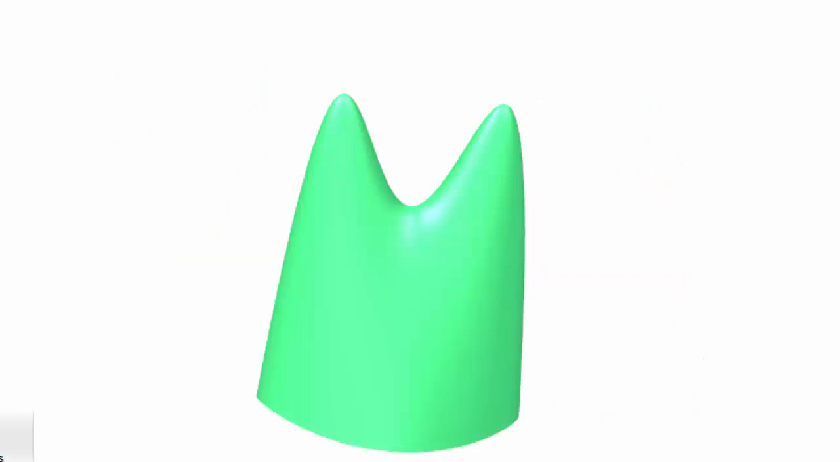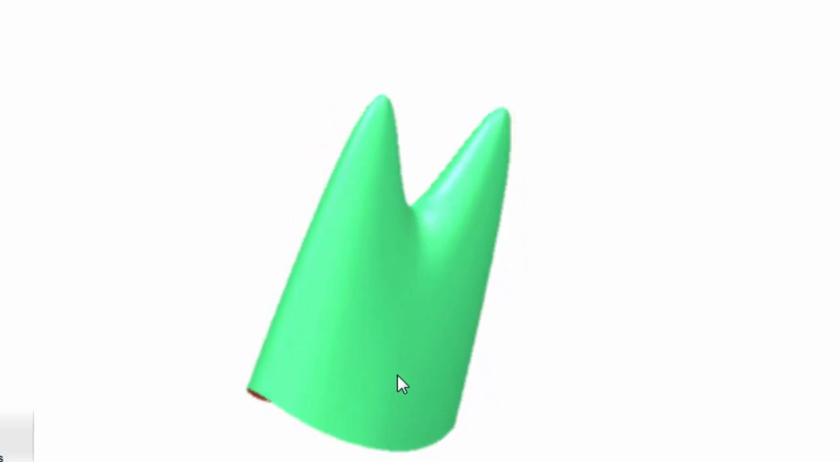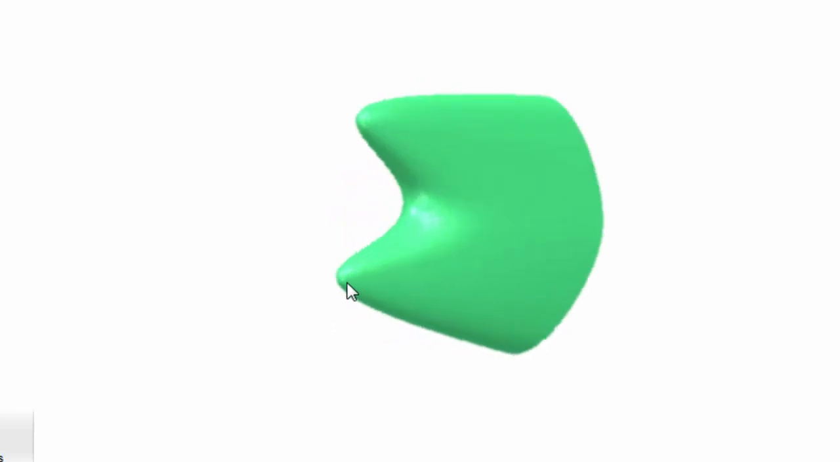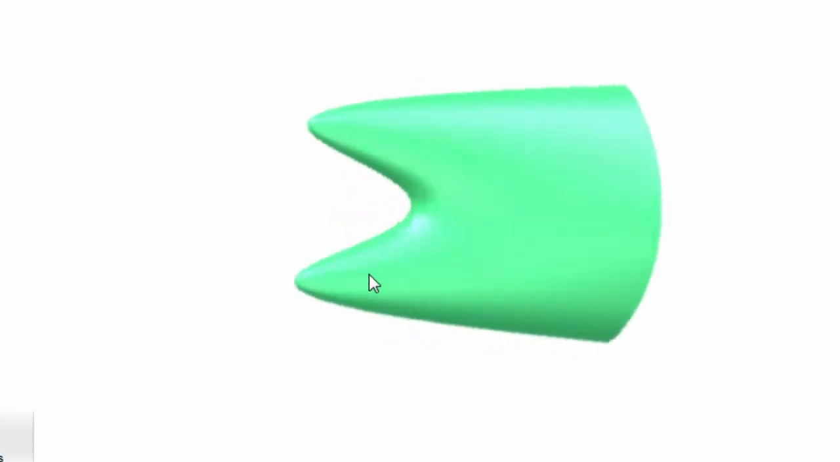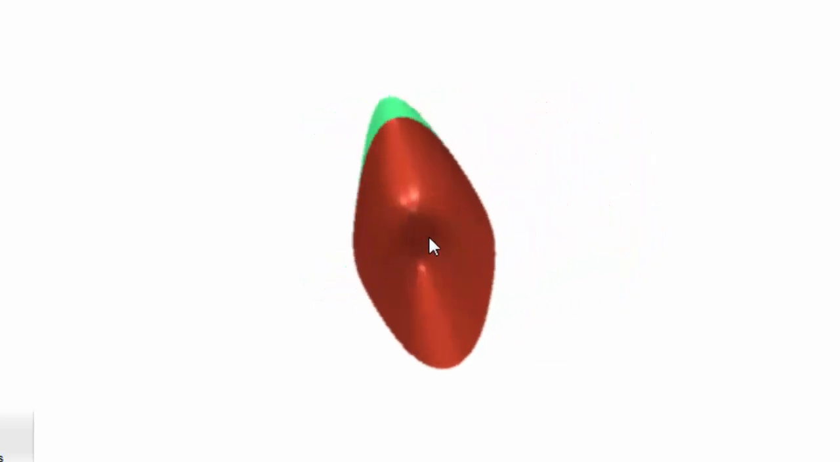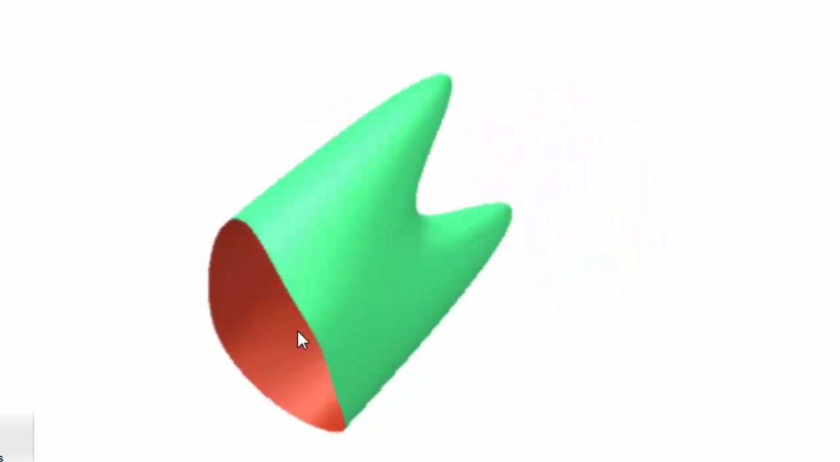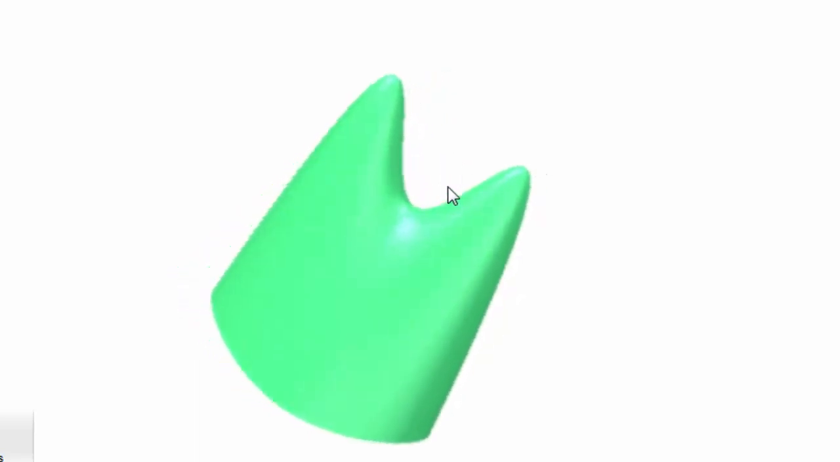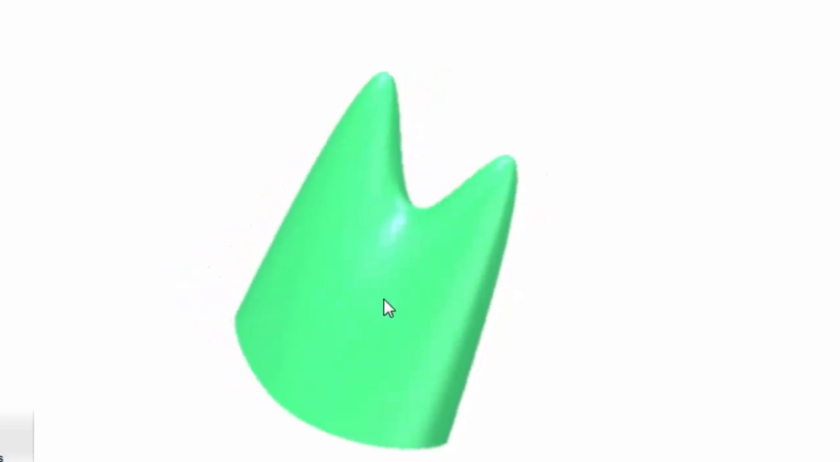Here is a rotation view of the surface. You can see the surface at different views. Let's try to see the top view, side view, and within the surface. Notice that there are two local maxima points and one saddle point.